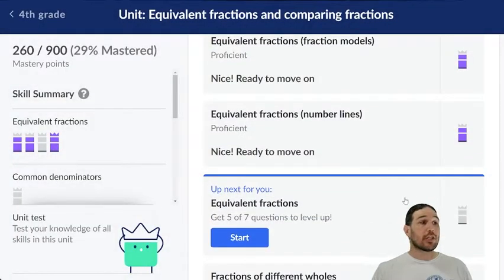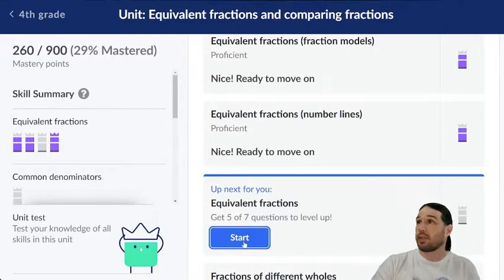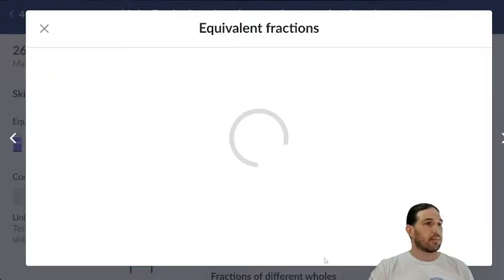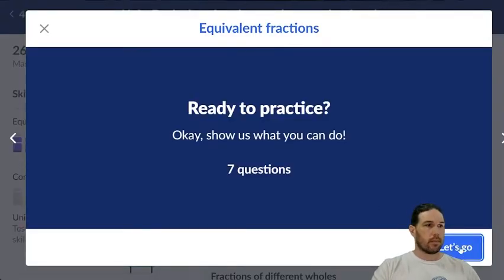Now, we've looked at equivalent fractions as fraction models. We've looked at equivalent fractions as dots on a number line. Now we're going to just look at equivalent fractions and see if we can utilize the patterns that we found in those other two topics. Let's go.